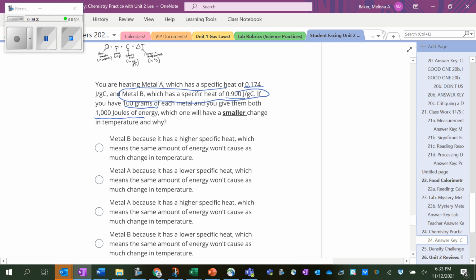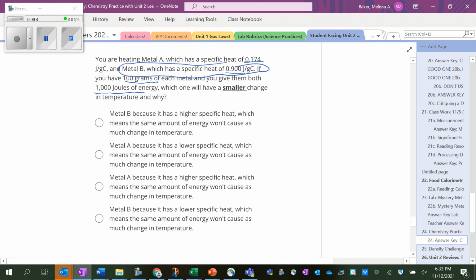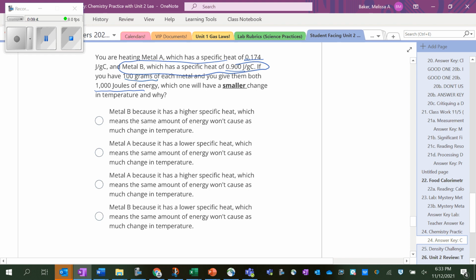Metal B, because it takes more energy to change the same amount by 1 degree Celsius. So you're going to see a smaller change. So metal B, because it has a high specific heat, which means the same amount of energy won't cause as much change in the temperature.